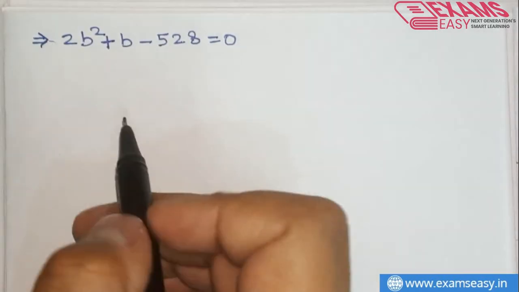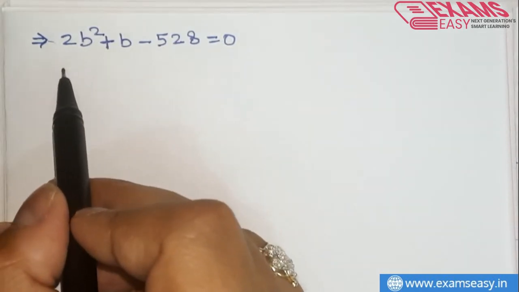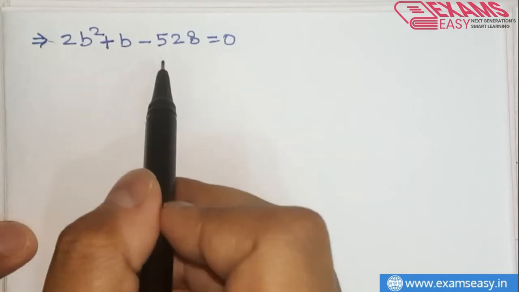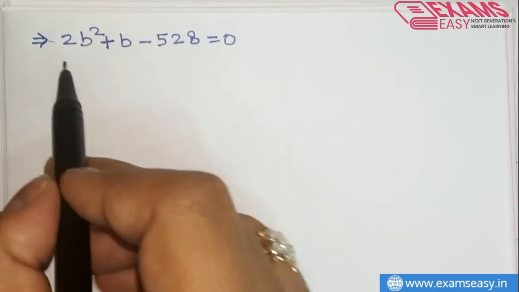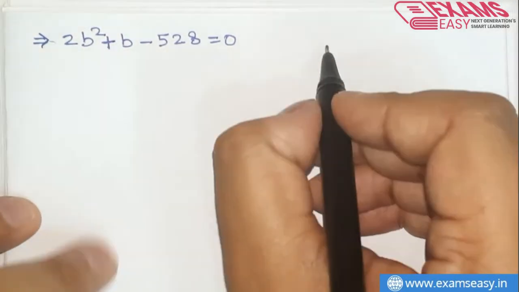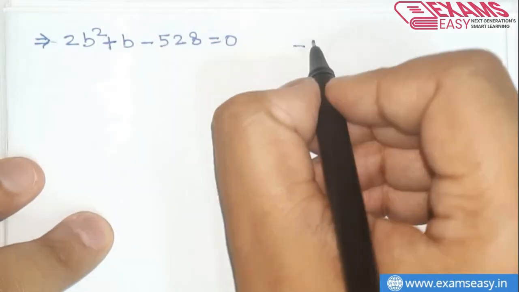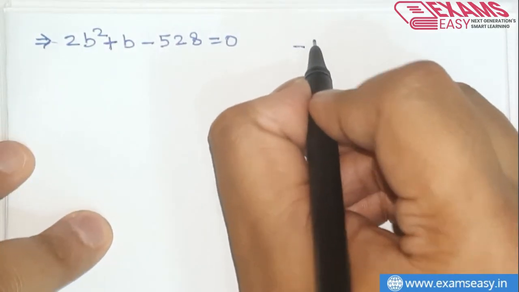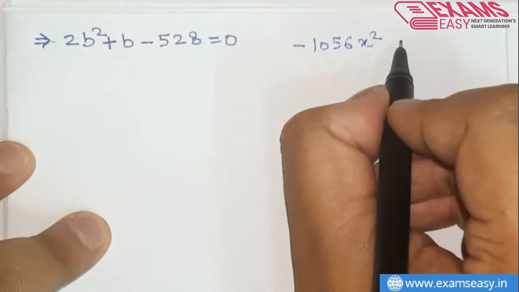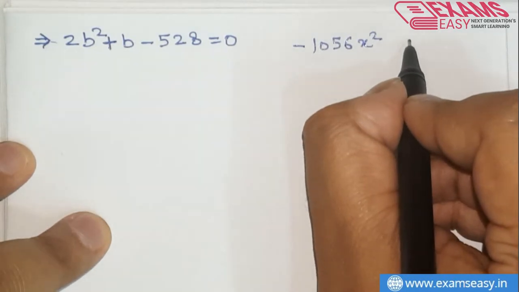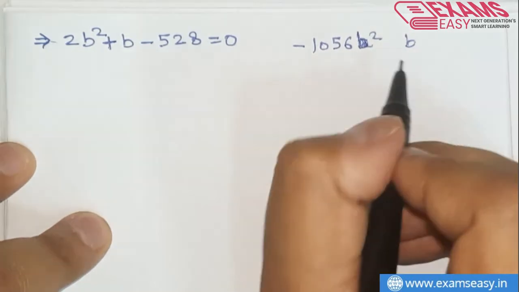So friends, we have got this quadratic equation. Now we have to solve this. We will solve it by the method of factorization. So we have to split the middle term in such a way that we get the product as 2B square into minus 528, that will become minus 1056 B square, and we get the sum as B. Here the variable is B, so we will write it here as B.